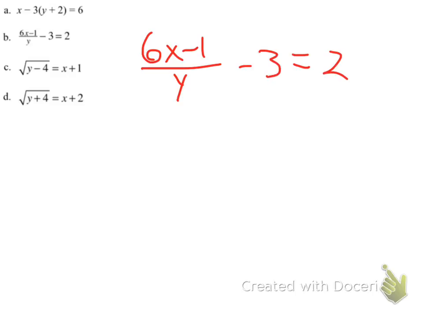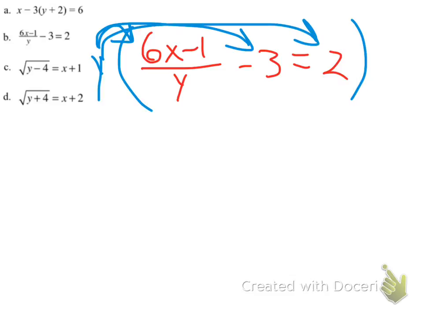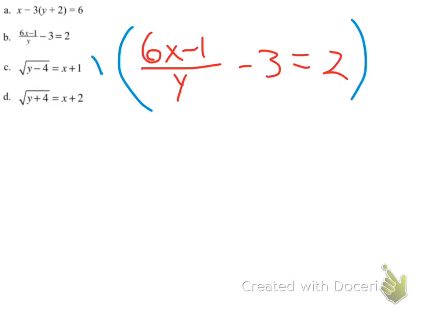Alright, taking a look at problem B. Again, a variety of things I could do here with this problem. 6x minus 1, divided by y, minus 3 equals 2. So I could use fraction busters right now and multiply everything by y. So multiply here, multiply here, and multiply here. However, I'm not going to do that on that one right now.